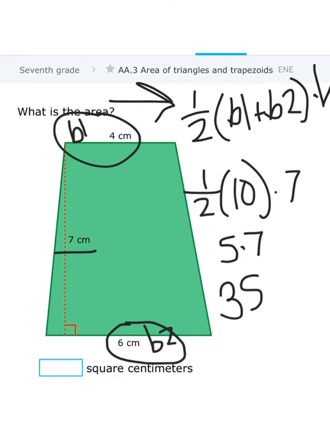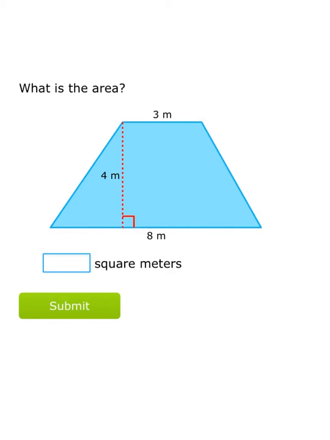Let's try it on a different one. No, I'm all about that bass, no trouble. I'm all about the bass for trapezoids.